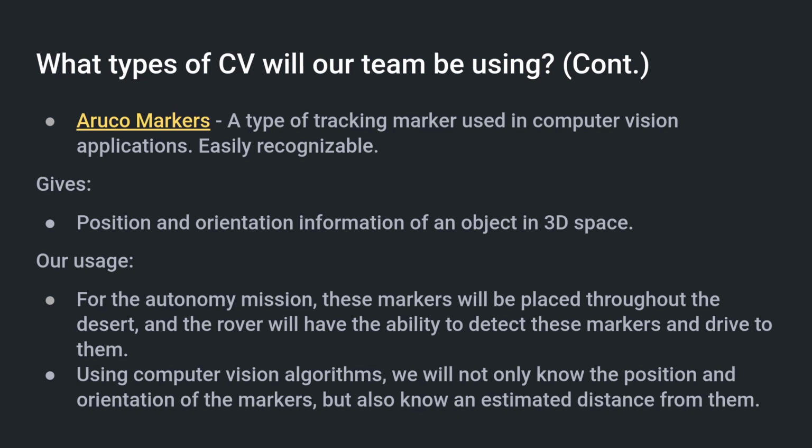So what information does this give? It gives position and orientation information of an object in 3D space. And in our usage for the autonomy mission, these markers will be placed throughout the desert, and the rover will have the ability to detect these markers and drive to them. And then using computer vision algorithms, we will not only know the position and orientation of the markers, but also know an estimated distance from them. And that's how we're going to be able to drive to them and not crash into them, because we will know our distance from them.